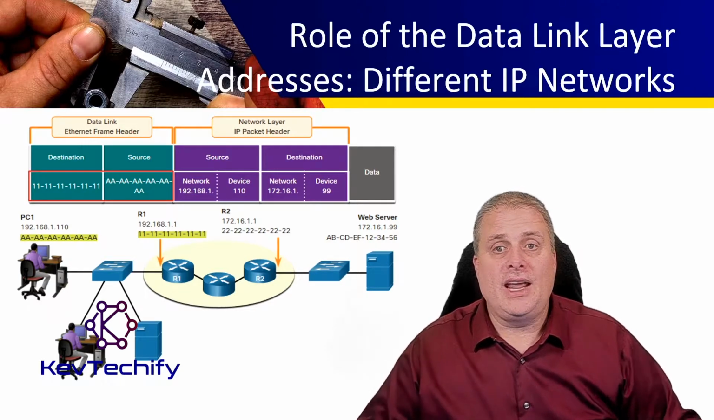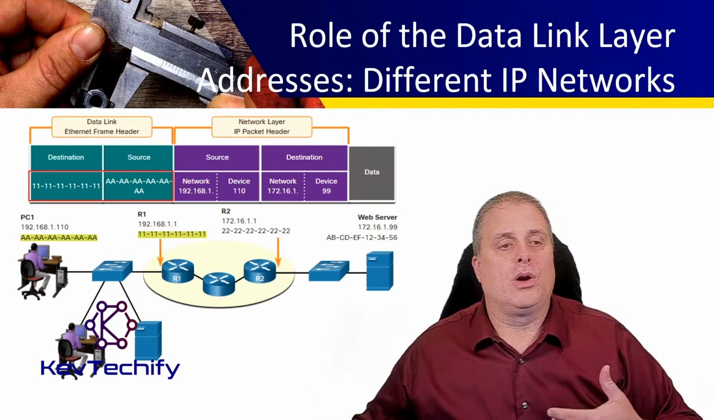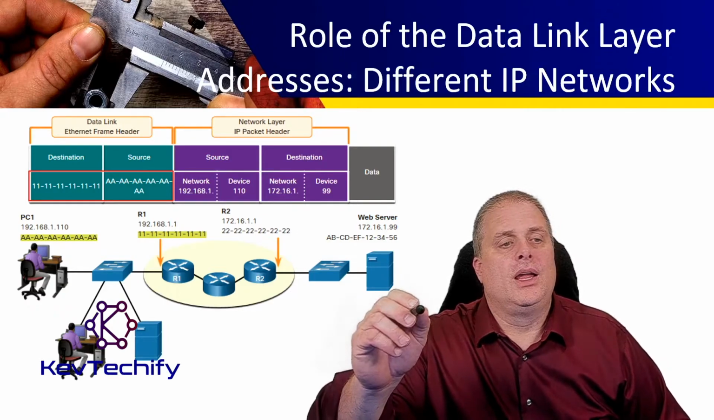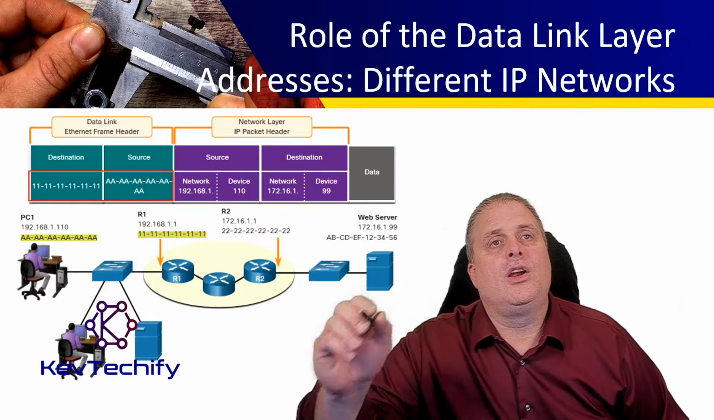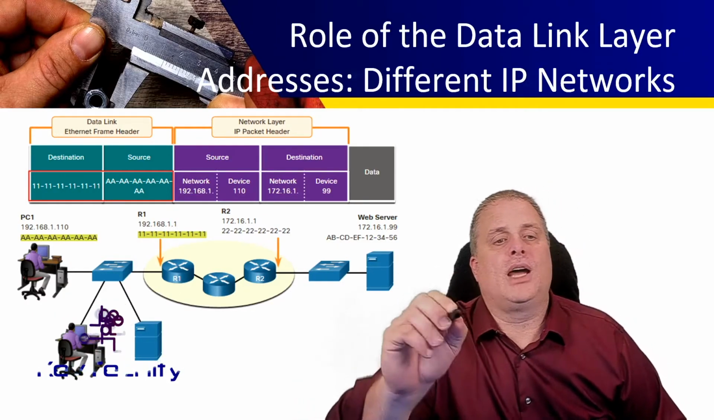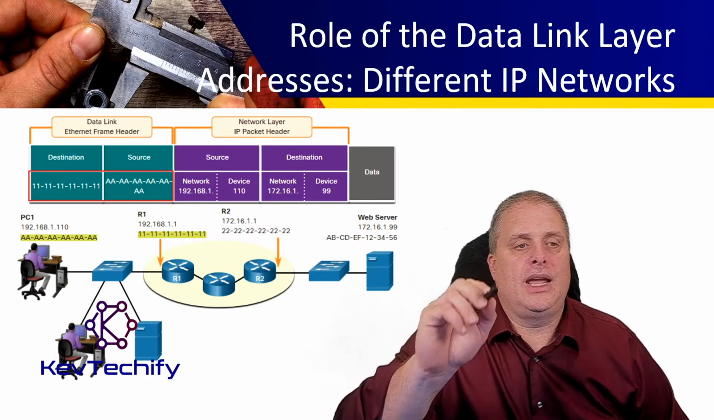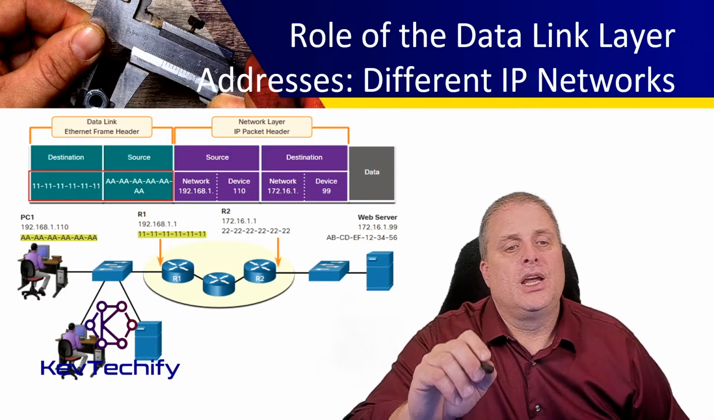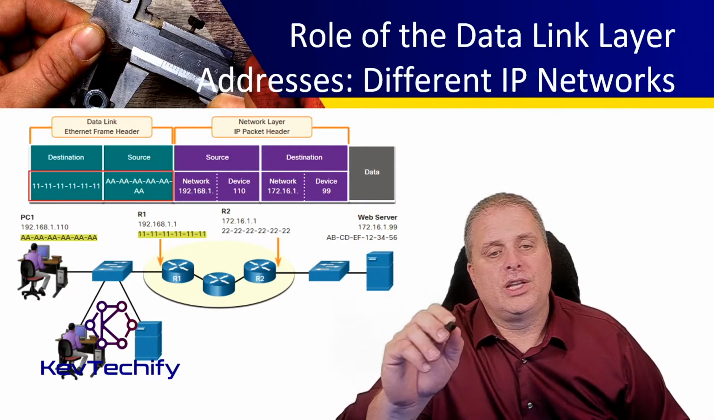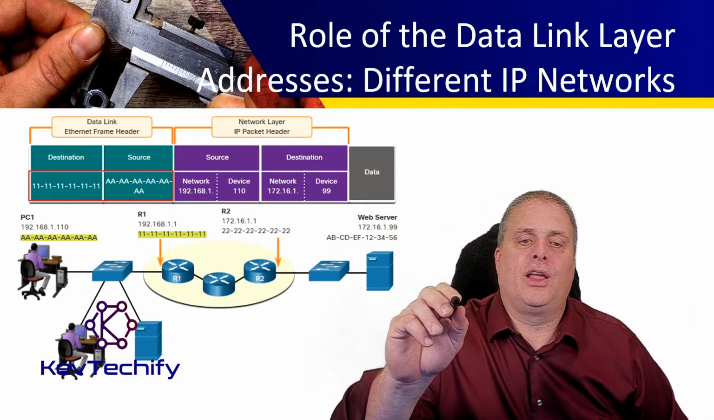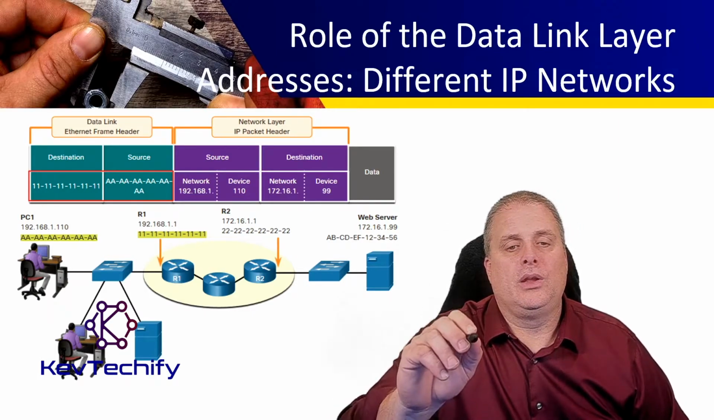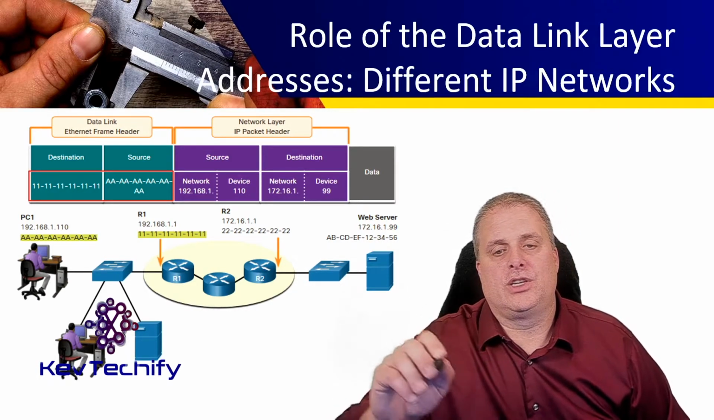The role of the data link layer when we're on different networks is to move it from device to device, from network card to network card. So moving it from PC1 to R1. Then we use the data link layer MAC address to go from one router to the next router to the next router, and then finally we reach the last router, and that's responsible to use MAC addresses to move there.